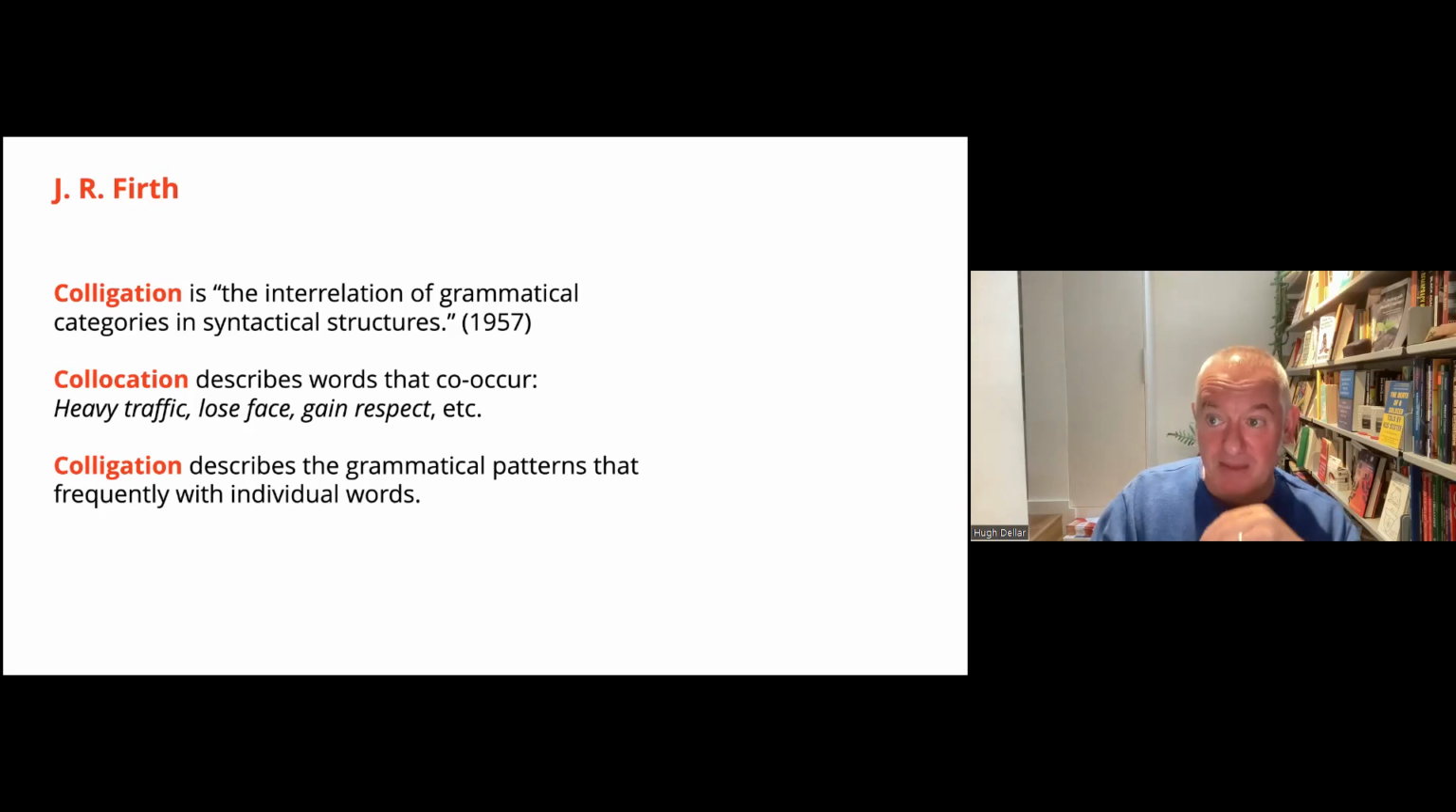Colligation is the grammatical patterns that occur with individual words. Just to give you one quick example, I don't know if you've ever been asked what's the active form of "I was born." You say, I was born in 1969, for example. Well, students often try to make that active and say, my wife borned a baby, or borned last night.